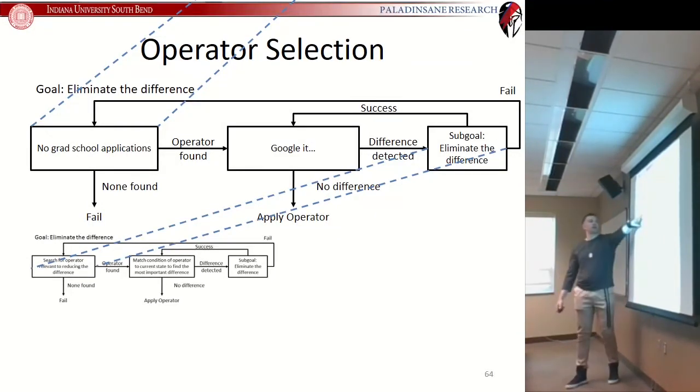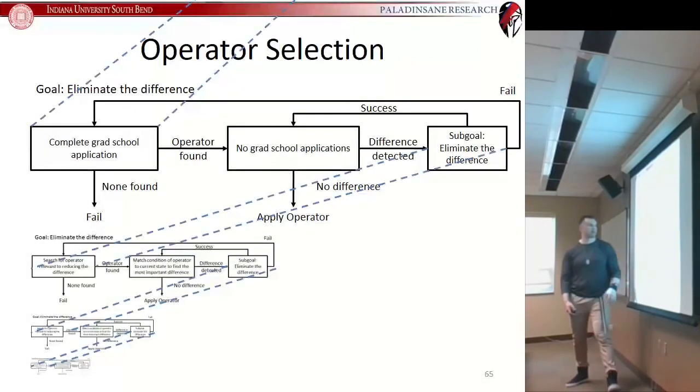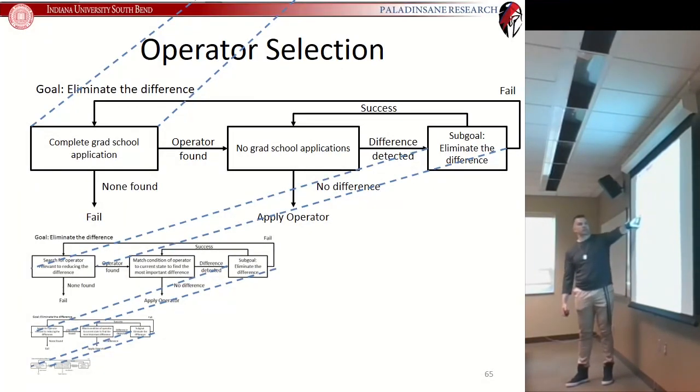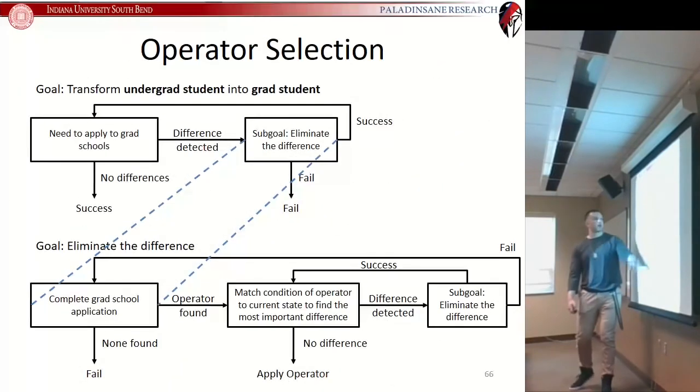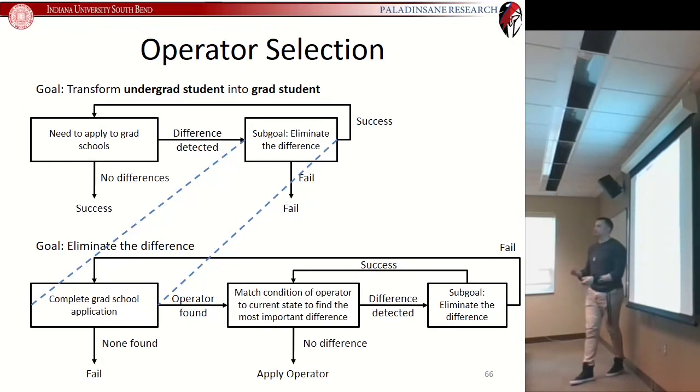Once you do that, you can get your grad school applications. Once you got your grad school applications, then you can apply the operator, finish your grad school applications. Once you complete your grad school applications, then you can apply the operator, eliminate the difference, and actually apply to grad schools.